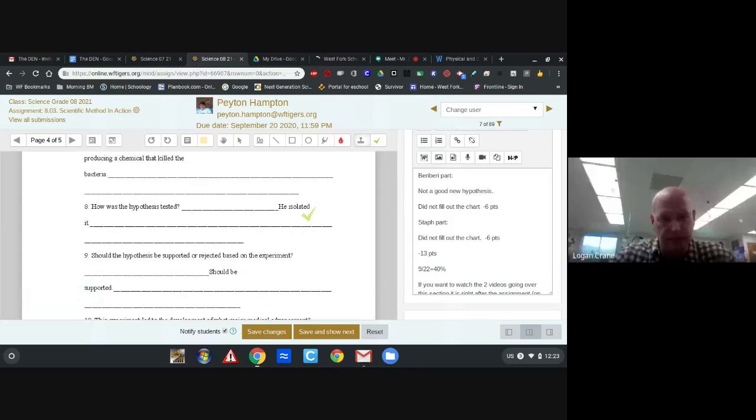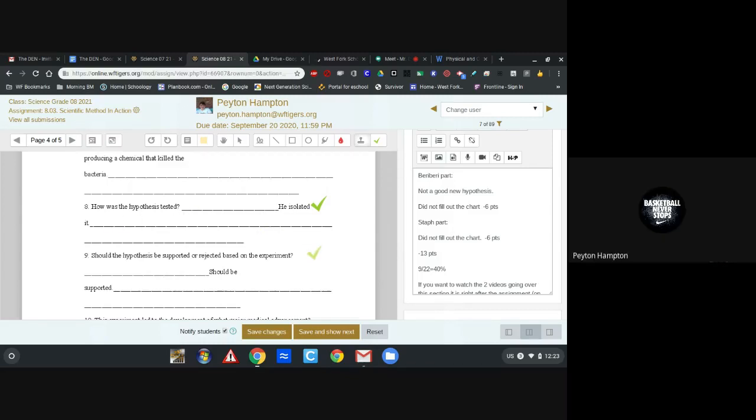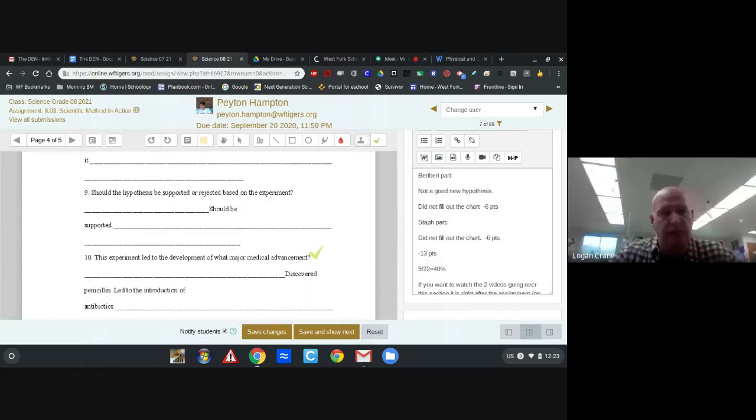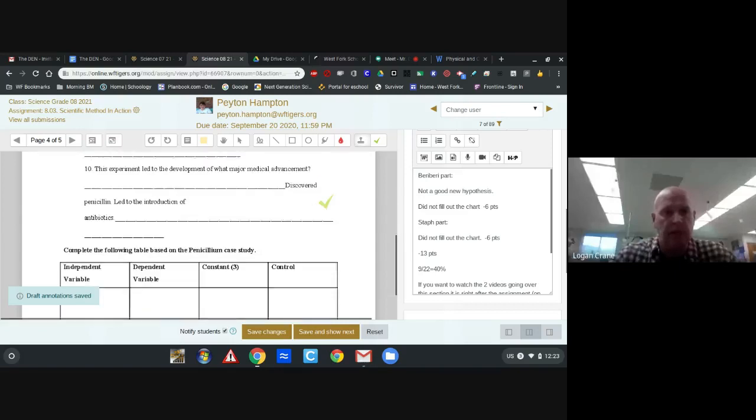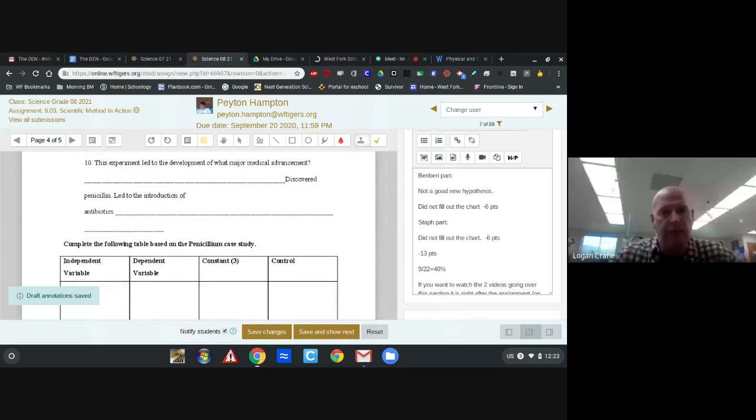How did he test his hypothesis? He isolated, like you just said. Next time, just be a little bit more clear. You said he isolated the mold and put it in bacteria, and then he noticed if it died or didn't die, right? All right, then should the hypothesis be supported or rejected? You said should be supported. That's correct. All right, the experiment led to the development of penicillin, which is correct.